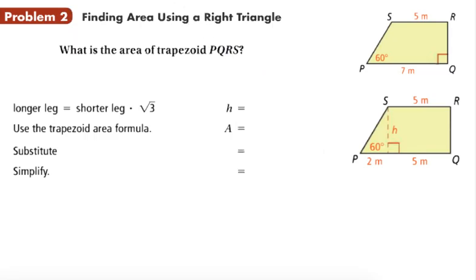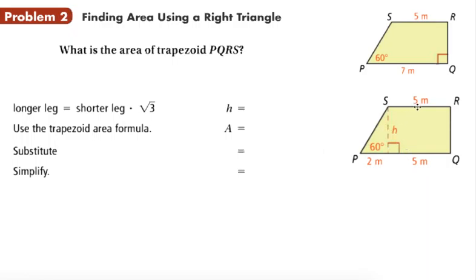All right, so let's work on another problem. Here's another example. It says finding the area using a right triangle. What is the area of trapezoid PQRS? Well, in this first picture, we know one angle is 60 degrees here, and then we also have a right angle here. So we can use some of our special right triangle relationships to help us. So if we go ahead and drop a perpendicular from point S here, which is in the second picture, then we would have the height of the triangle.